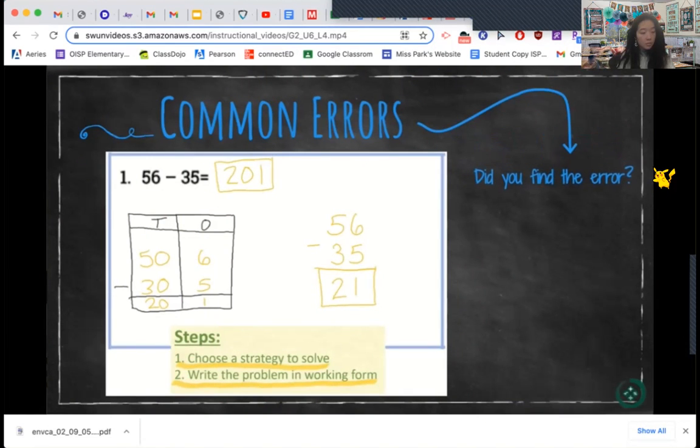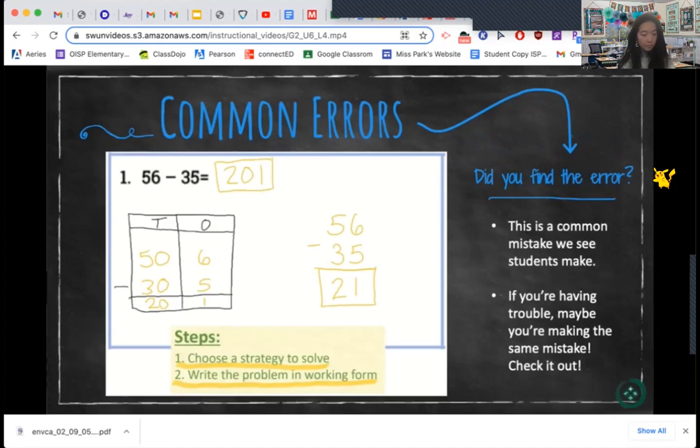Okay, math detectives, did you find the error? Let's look at this problem together. Here we have the equation 56 minus 35 is equal to a number. Step 1 is to choose a strategy to solve. I see that they chose the place value strategy. They separated the tens and ones and showed that they would be subtracting. They represented 56 with 50 plus 6 and represented 35 with 30 plus 5.